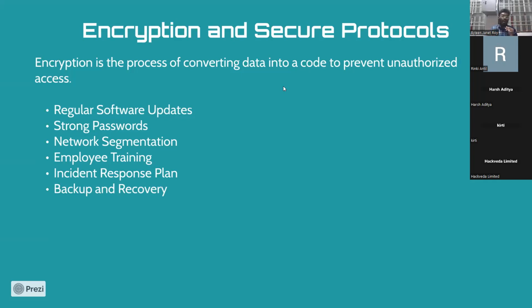comes. So having a strong password, that is alphanumeric, it may involve some uppercase and lowercase, some special characters and so on, so that a strong password can be built. And network segmentation. Having a perfect segment of network which is well secured is very much important to follow the security protocols. And employee training.